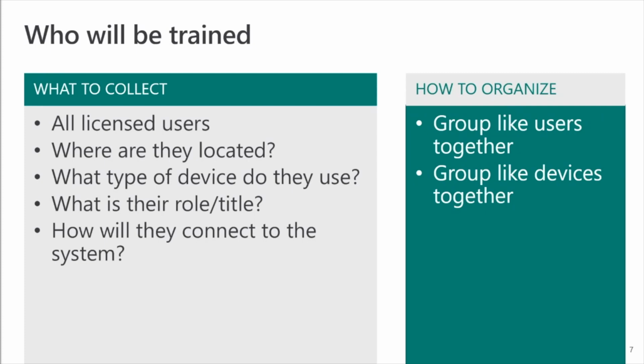You'll also want to think about how they connect to the system. Do they connect to the system directly, or do they have to connect through a VPN first, or do they use their cell phone to connect? And thinking about the different nuances of who those people are and how they use the system. When you're collecting that information, you're going to want to group like users together, so those personas and those devices, because the way that you train them and the way that you teach them will be different.